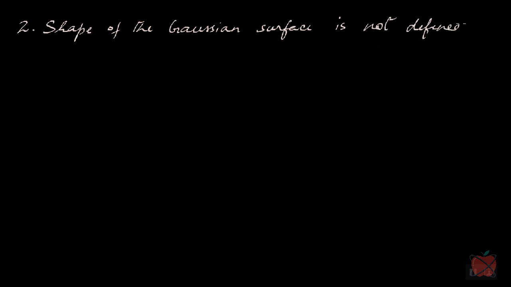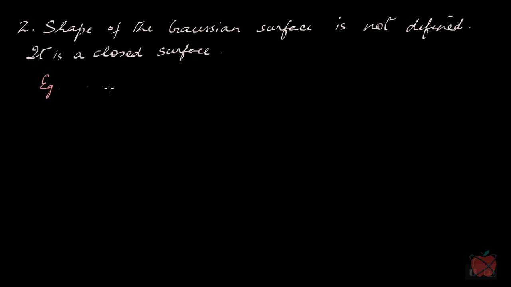Secondly, the shape of the Gaussian surface is not defined. Okay, it can be any shape, as long as it is a closed surface. All right, so you can take the Gaussian surface depending on the geometry of the problem.